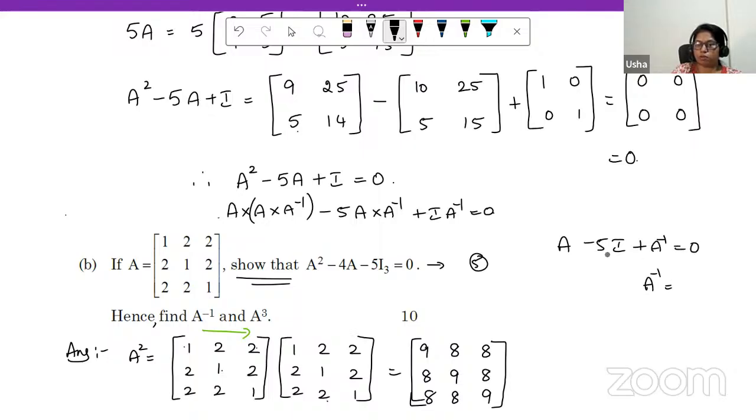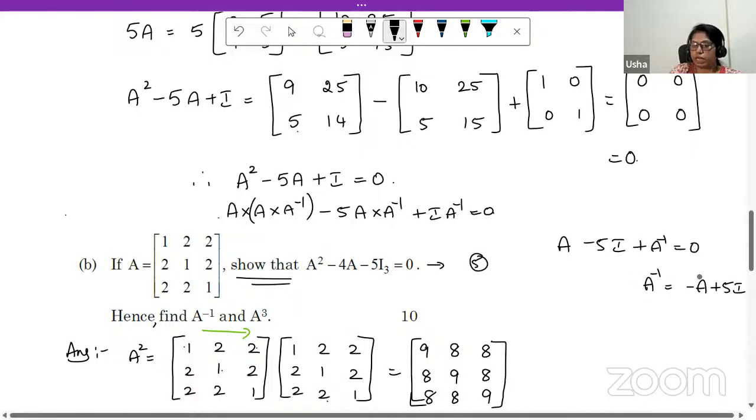So A inverse will be, this A goes to the right hand side, it will be minus A, and the 5I goes to the right hand side, it will become plus 5I. Now to get A inverse, from 5I you subtract A to get A inverse. Is this clear, everybody? How to get the A inverse equation from this equation?